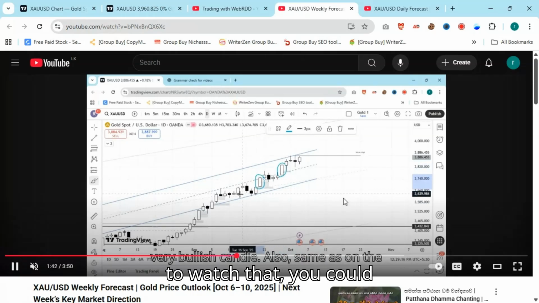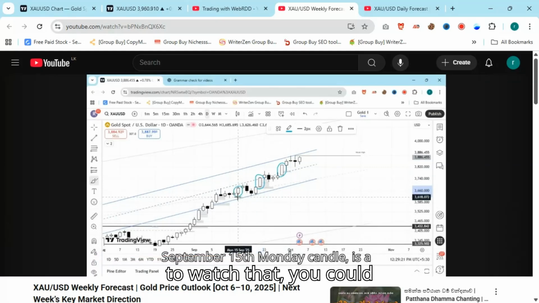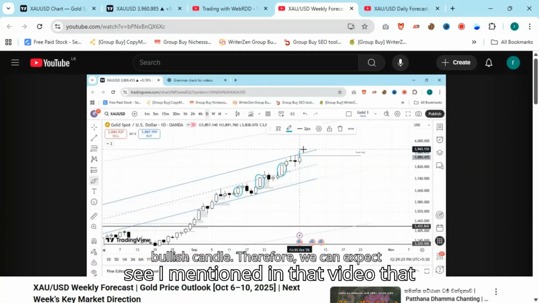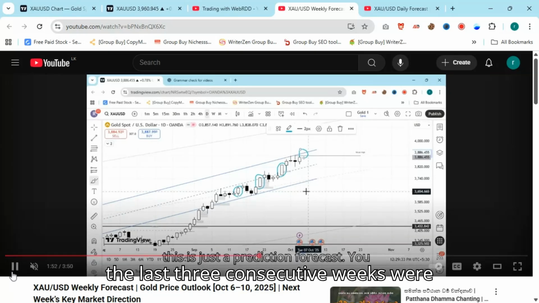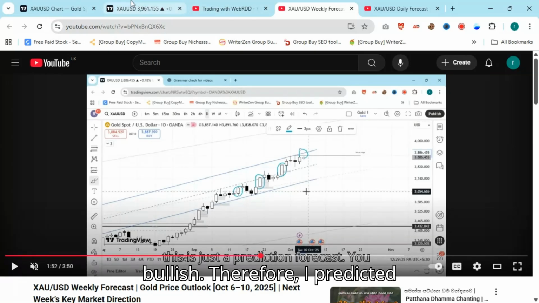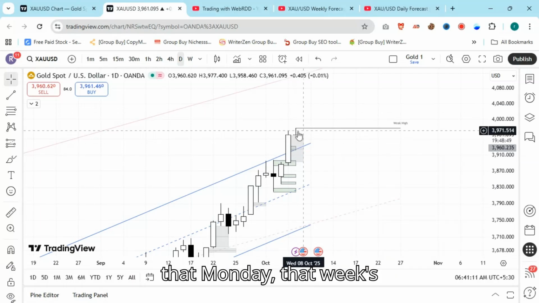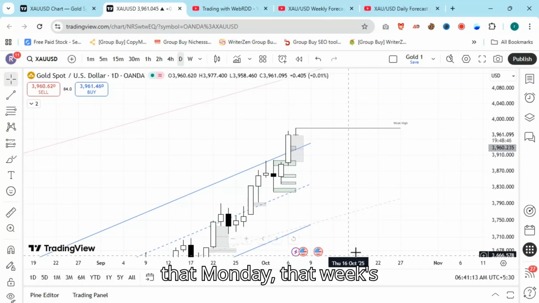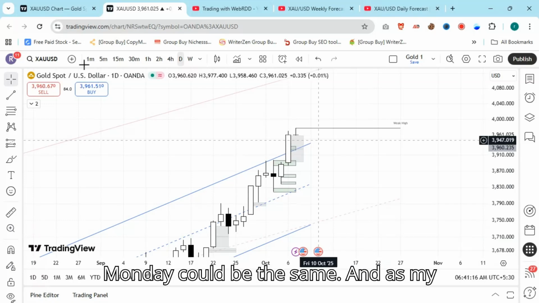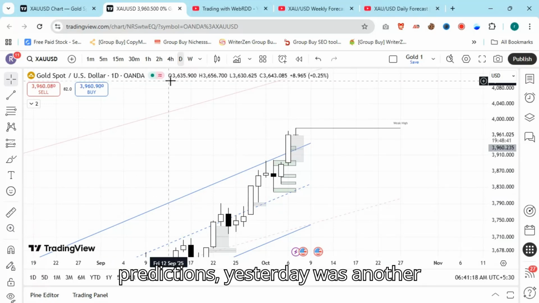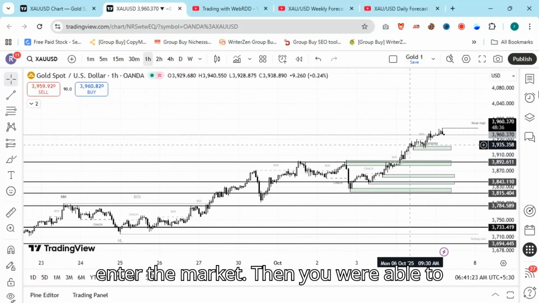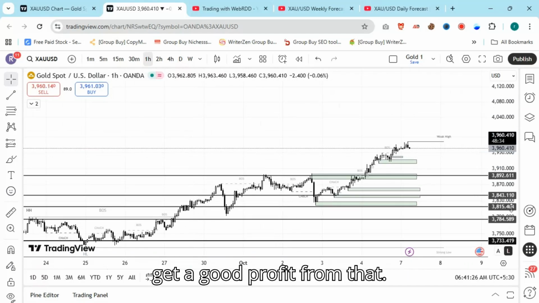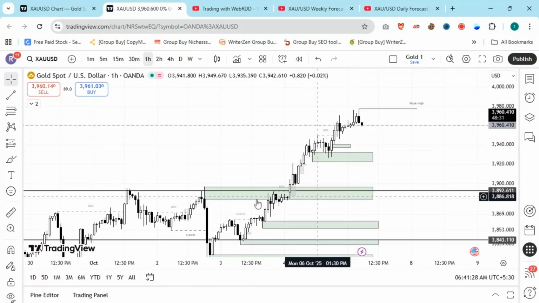If you were able to watch that, you could see I mentioned in that video that the last 3 consecutive weeks were bullish. Therefore, I predicted that that week's Monday could be the same. And as I predicted, yesterday was another bullish day. If you were able to enter the market, then you were able to get a good profit from that.